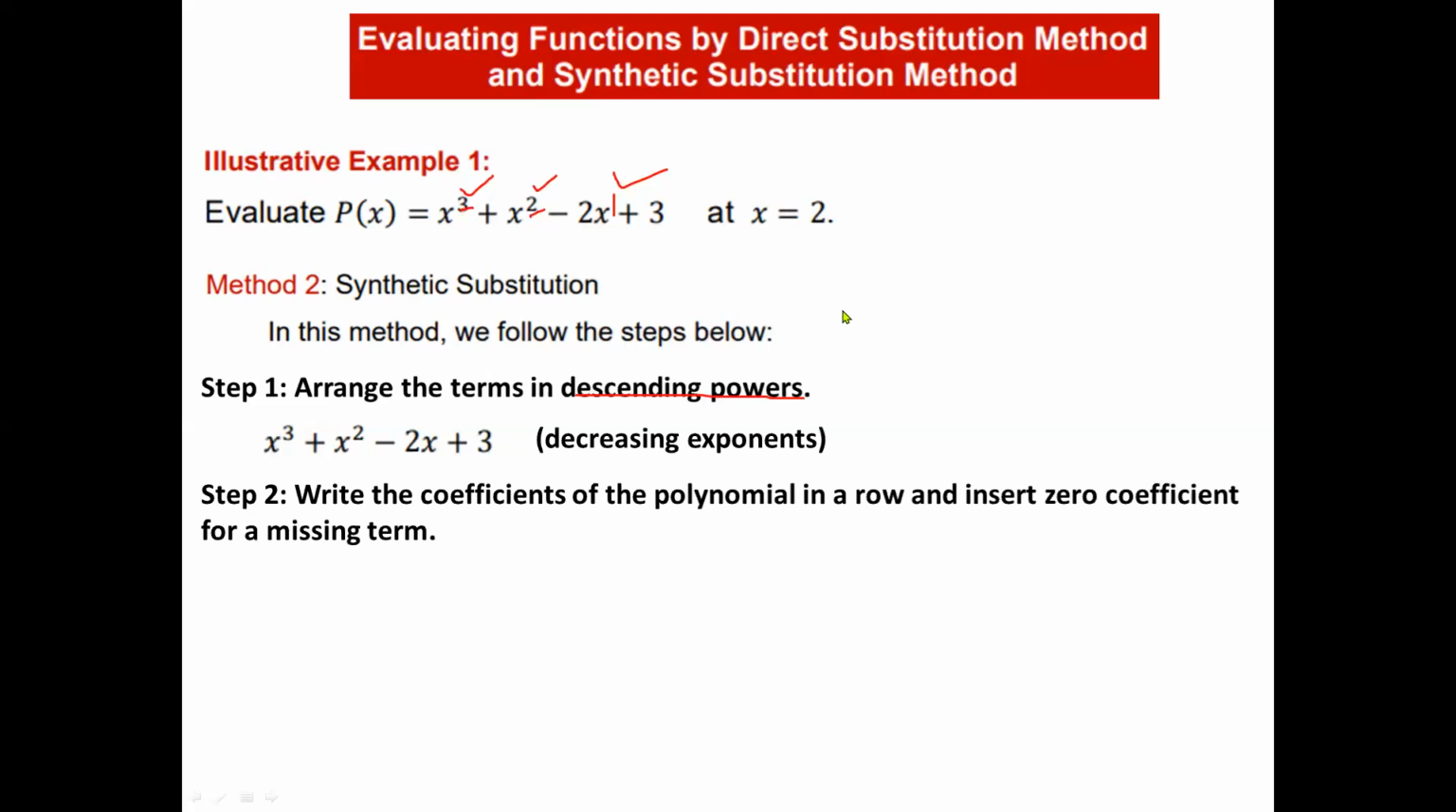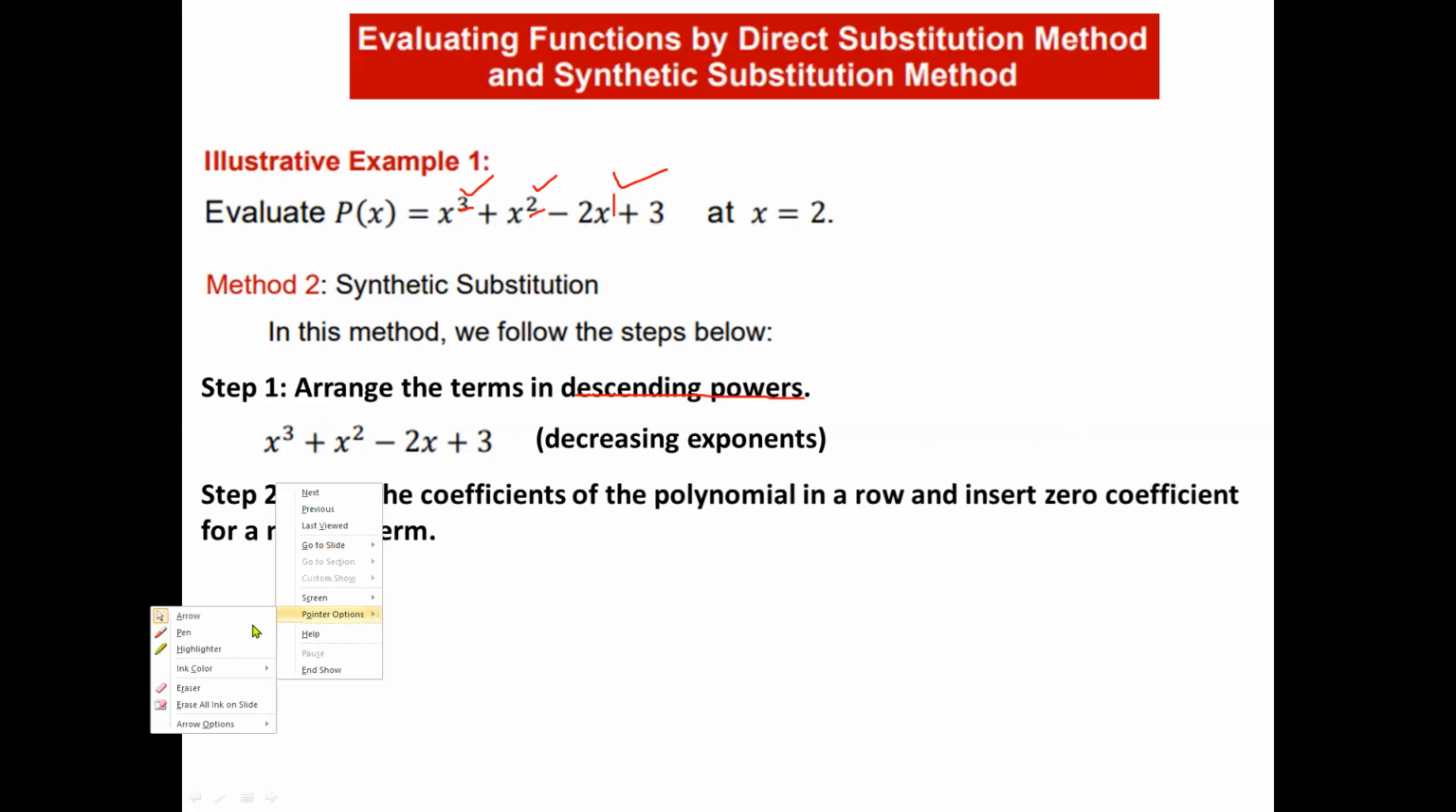Step 2. Write the coefficients of the polynomial in a row and insert 0 coefficient for a missing term. Sabi dito, insert a 0 coefficient for a missing term. But in our case here, wala namang missing term. So, hindi na natin kailangang mag-insert ng 0 coefficient. Kokopyahin lang natin yung mga coefficients ng ating polynomial.